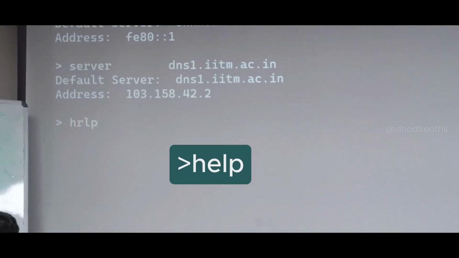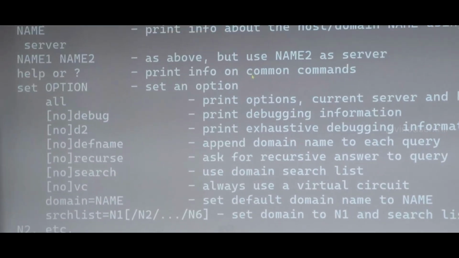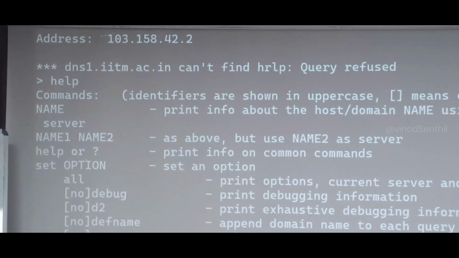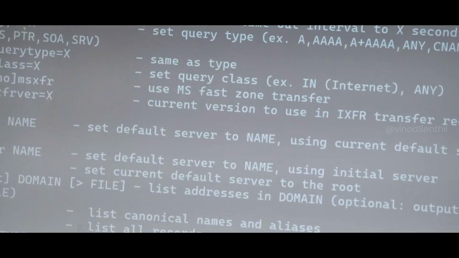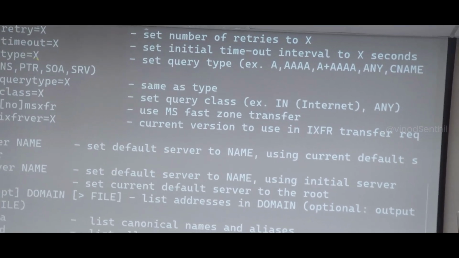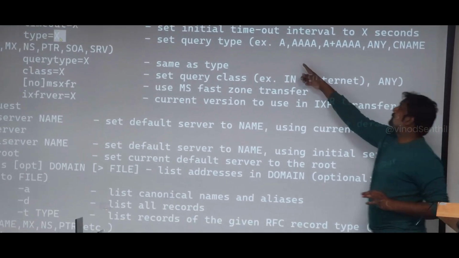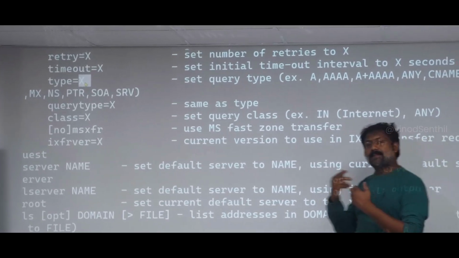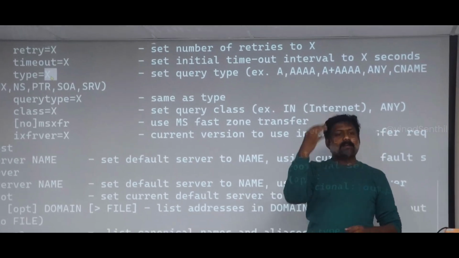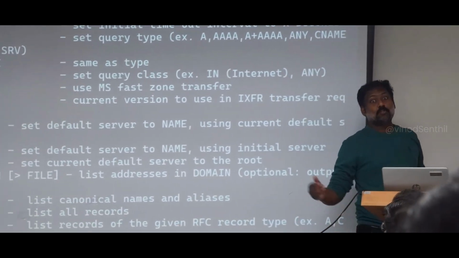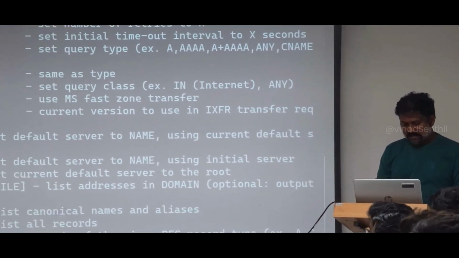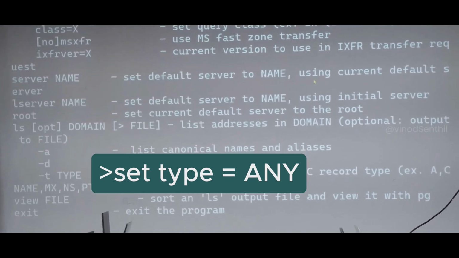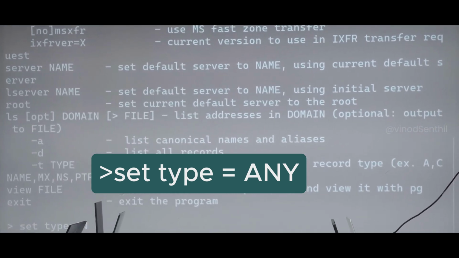I'm going to say help. When you type help there are multiple things that come up, right? So what I'm going to say is set type equal to x, and the value of x can be any of these, but what I'm going to use is any. I'm saying whatever type of records you see on the DNS, show me. You understand? So I'm saying set type equal to any.